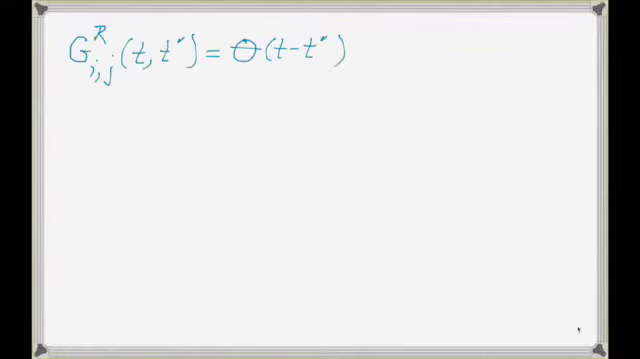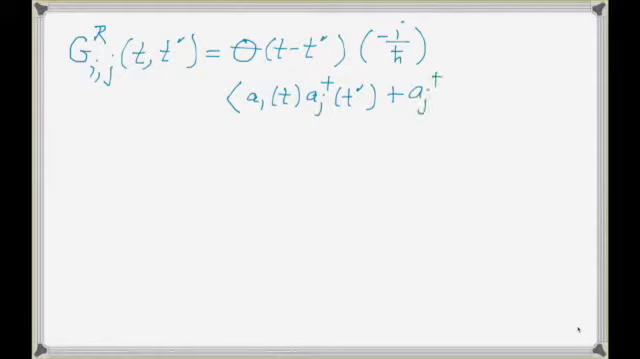Okay, the third one, and the one we probably spent most of the time working on, was the retarded Green function. I got my unit step function, my minus i over H bar times a_i of t a_j dagger of t prime plus a_j dagger of t prime a_i of t. And so it's just the anti-commutator of a_i of t and a_j dagger of t prime.